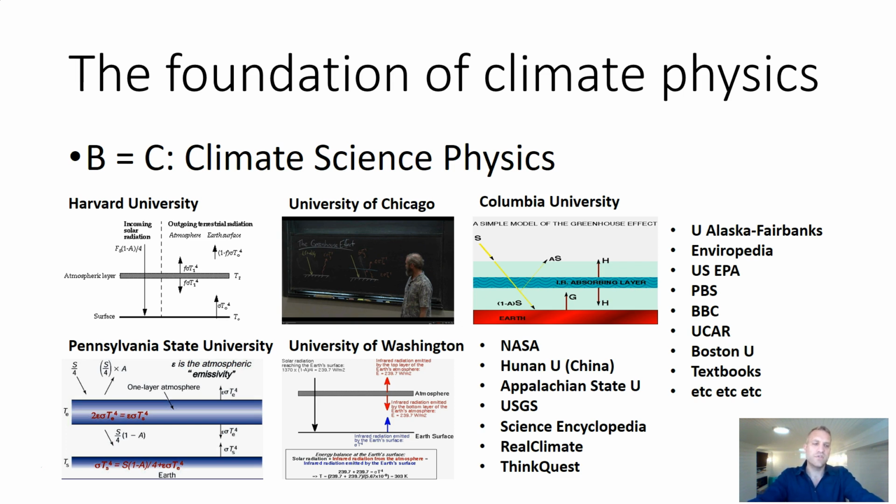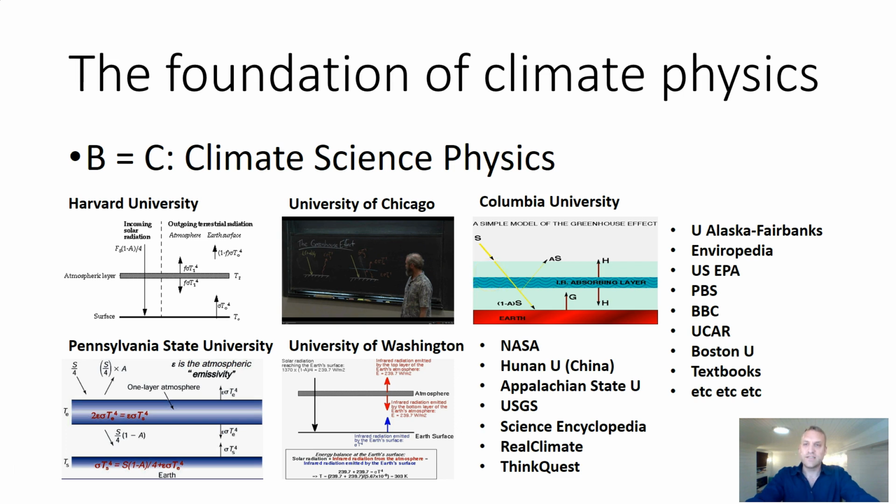This is everywhere. If you do a Google search, it's not just these places. This is just a sample. If you do a Google search for basis of climate physics, or you're just looking at climate science physics, and you want to work your way back to figuring out what the basis of climate science physics is, you find these diagrams and references to these diagrams, or word descriptions of these diagrams, or mathematical examples of these diagrams, whether the diagrams are shown or not. So this is our B equals C. This is climate science physics. It's modern physics. It's taught in modern universities everywhere, all around the world.